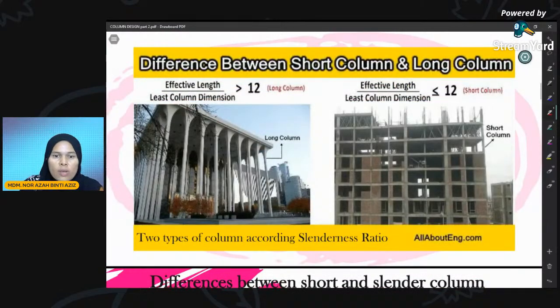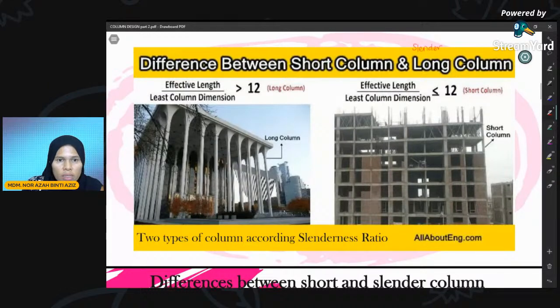Okay, just now we have our first and second outcomes: differentiate between short column and slender column, and also differentiate between braced column and unbraced column. So first we see the differences between short column and long column. Long column is also known as slender column. Tiang pendek, tiang panjang or tiang langsing. Slender is langsing.